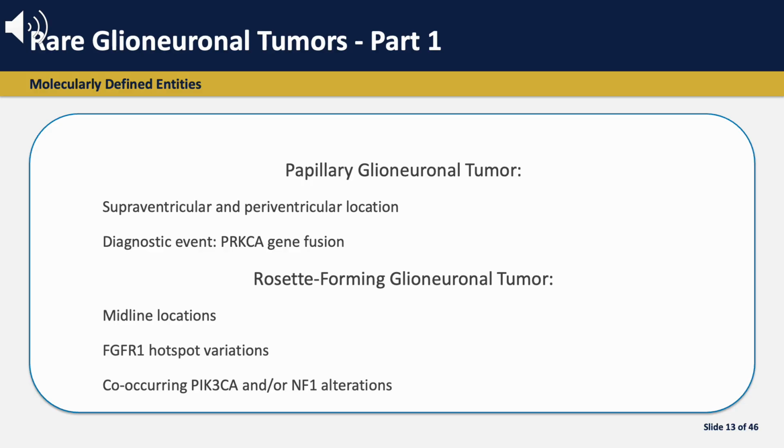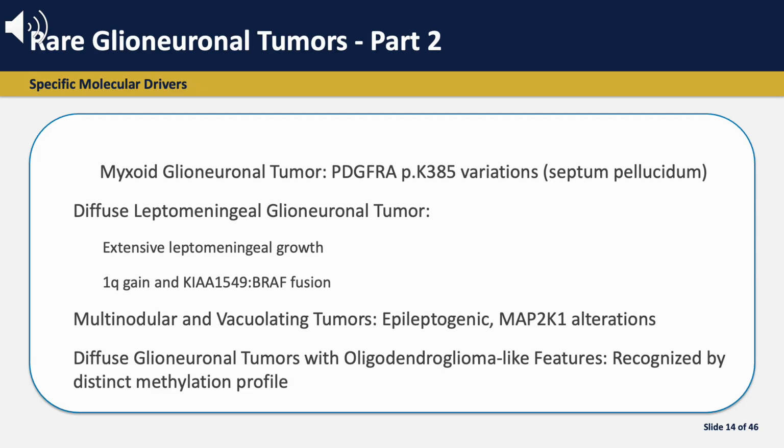Rosette-forming glioneuronal tumors arise in midline locations and prototypically exhibit FGFR1 hotspot variations along with PIK3CA alterations, NF1 alterations, or both. Myxoid glioneuronal tumors harbor PDGFRA variations at p.K385 and most often involve the septum pellucidum and adjacent structures. As the name implies, diffuse leptomeningeal glioneuronal tumors grow preferentially and extensively within the leptomeninges.